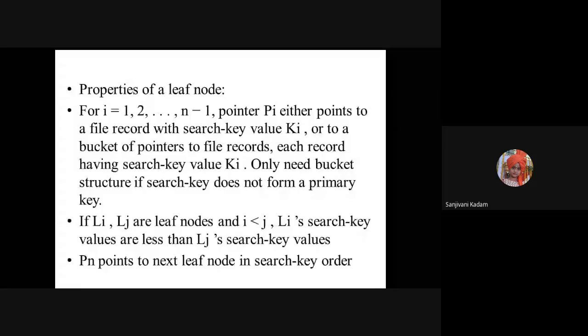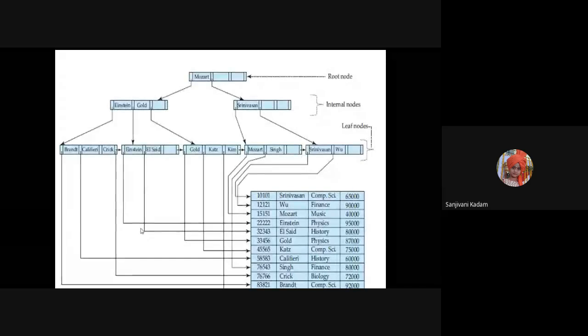Let us see the first point. It says that we are having 1 to n minus 1 pointers. For i equal to 1 to n minus 1, pointer Pi either points to a file record with search key value Ki. Right now let us consider this record only. Right now order n equal to 4 is there, so 1, 2, and 3, that is n minus 1, will be there.